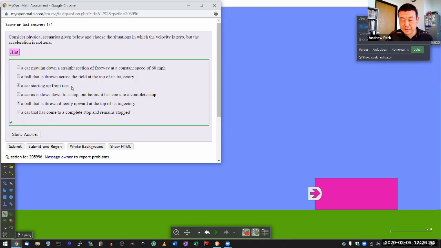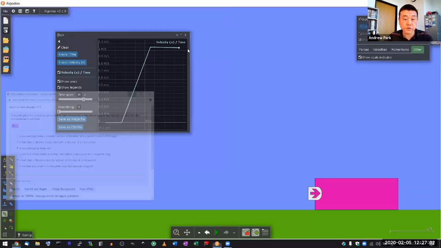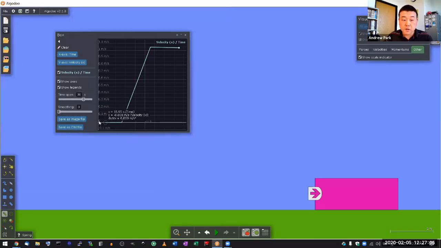You could be misled by the rest part. You could be misled by the starting part. Let me point out all those in this motion graph of the position, or sorry, of the velocity versus time. So for this part where the car was at rest, your velocity is zero.